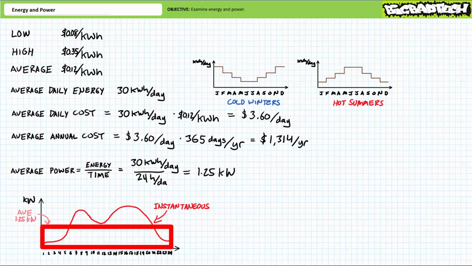If you squint your eyes just right, you note the overrepresented areas in the early morning and late evening are counterbalanced by the underrepresentation of morning and afternoon. If you multiply the average power figure of 1.25 kilowatts by 24 hours, you realize the energy, or area under the power curve, is 1.25 times 24, or 30 kilowatt hours.